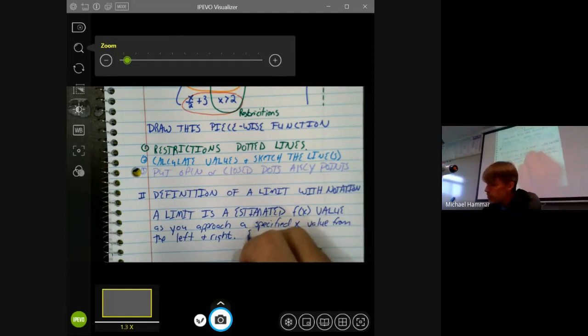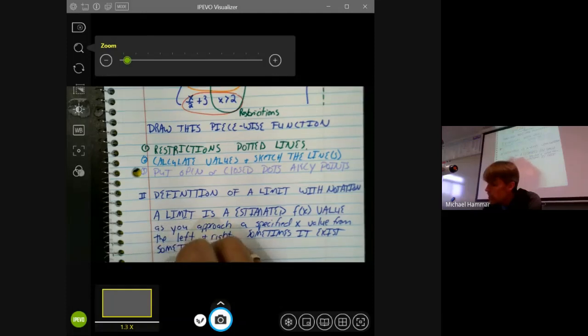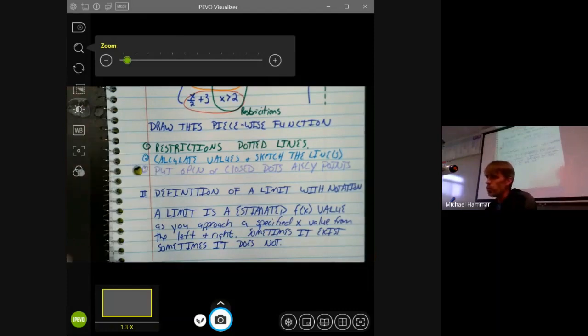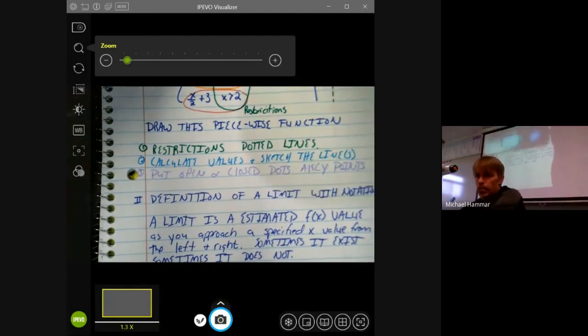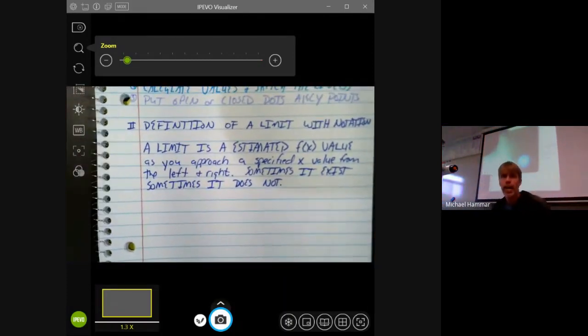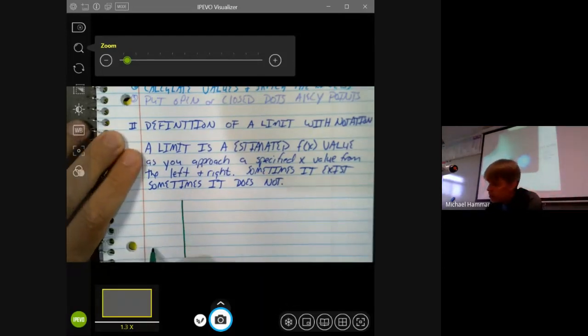Sometimes it exists, and sometimes it does not. Okay, so in order to kind of help you understand this, I am going to draw a little graph here for you. We are going to talk about the limit as we approach it from one side and as we approach it from the other. So let's sketch this graph.